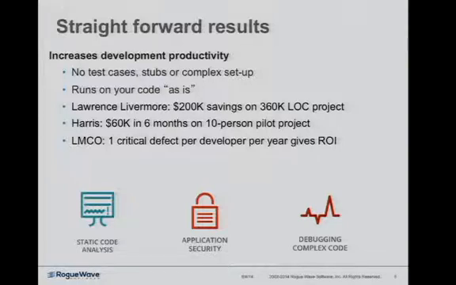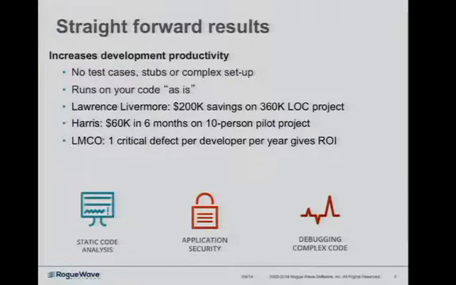This slide just shows you a little bit of who some of our clients are and what they've done with Clockwork and how successful it was for them. So essentially, the last 3 bullet points: Lawrence Livermore had about 200K savings on a fairly small project, which is fairly important. Harris as well, 60K in 6 months, on a 10-person pilot project. But something very interesting here is the Lockheed Martin Corporation, one of the groups.